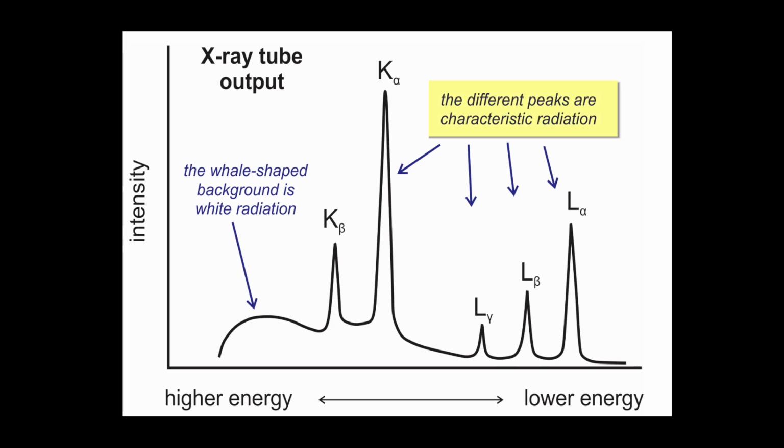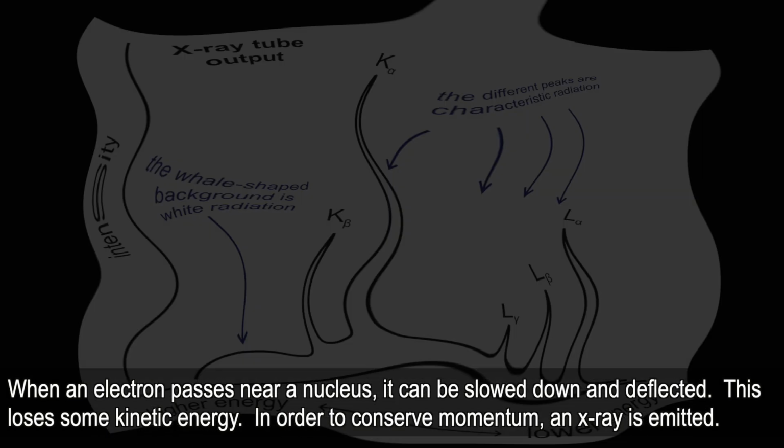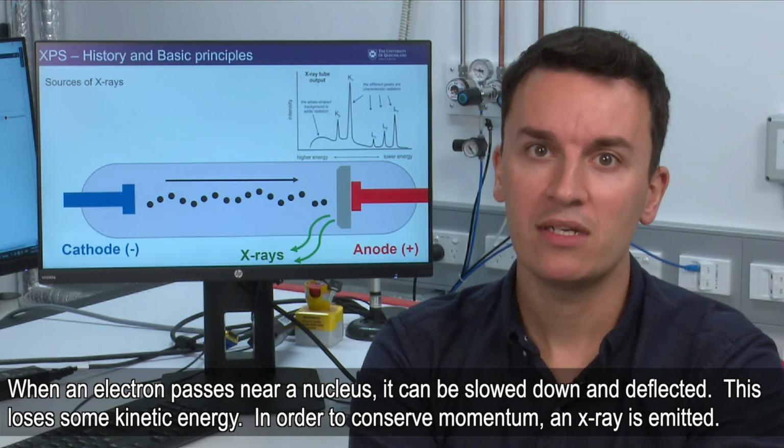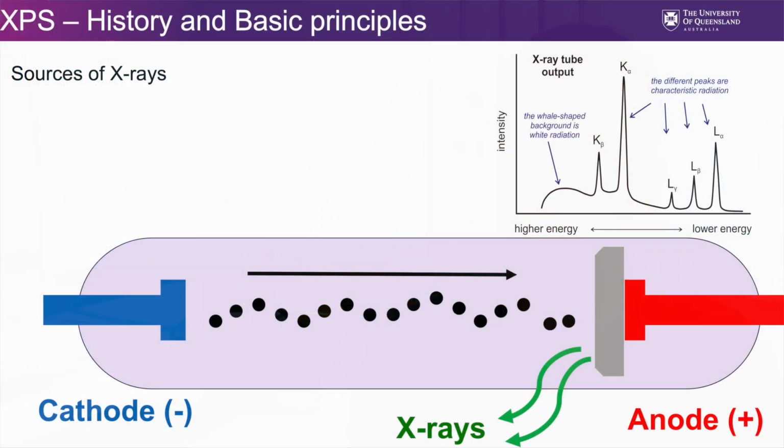This is what a typical X-ray tube output looks like. We've got peaks where these X-rays are emitted from particular shells, K alpha, K beta, and then the L's. There's also a big background, like a humped background here, and that's caused by something called Bremsstrahlung radiation. So when an electron passes near a nucleus, it can be slowed down and deflected, and this loses some kinetic energy, and in order to conserve momentum, an X-ray is emitted in this process. It's called Bremsstrahlung radiation or braking radiation.